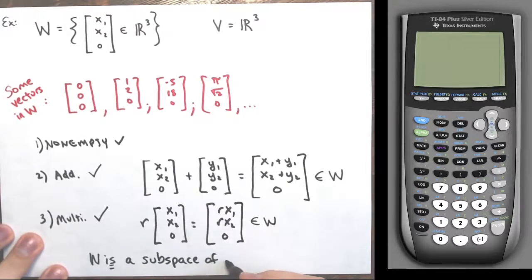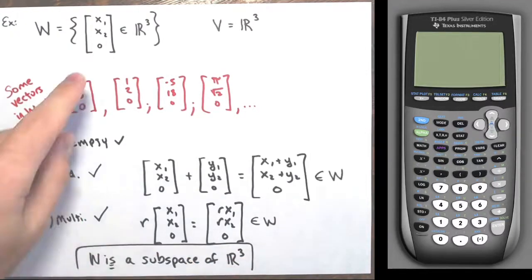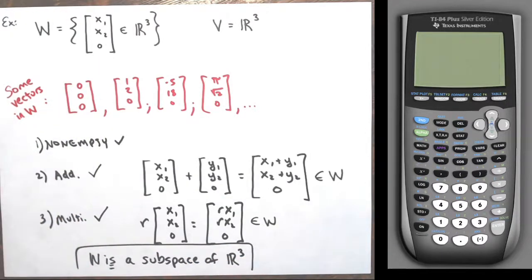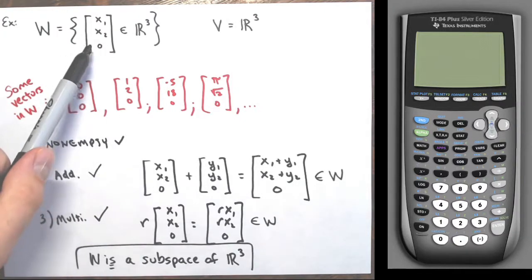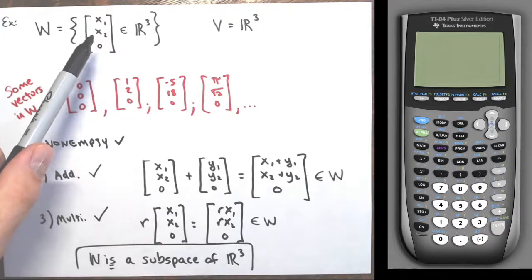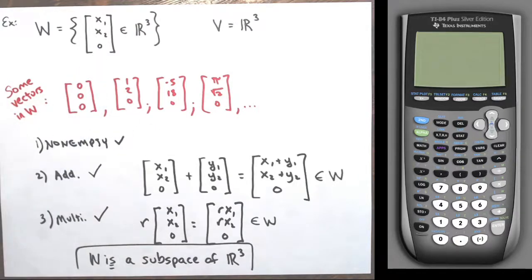of R3. Right. And what you'd see is, if you were to make a three-dimensional picture, this is actually a plane in R3. This is just the xy plane, where z is always 0, or the x1, x2 plane. And it's a plane containing the origin. So again, one of those examples of subspaces of R3 I mentioned earlier.